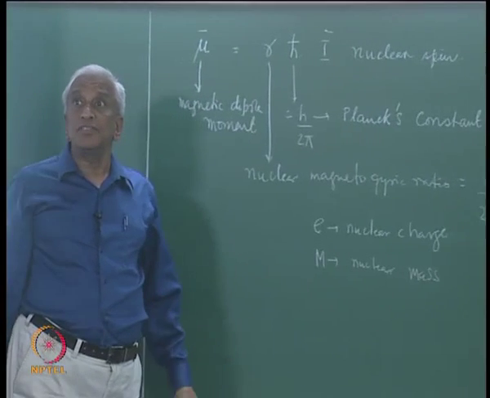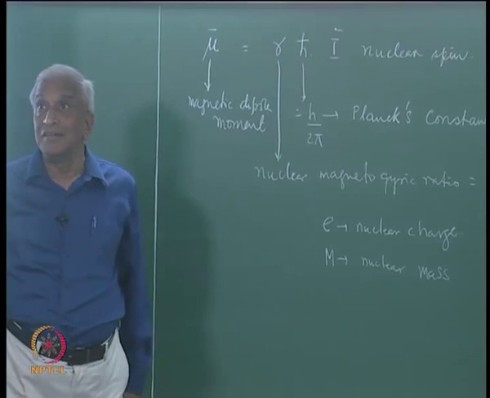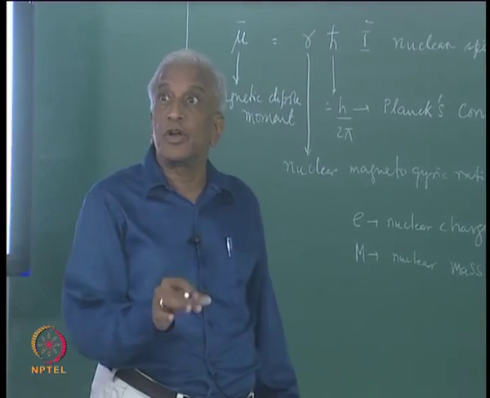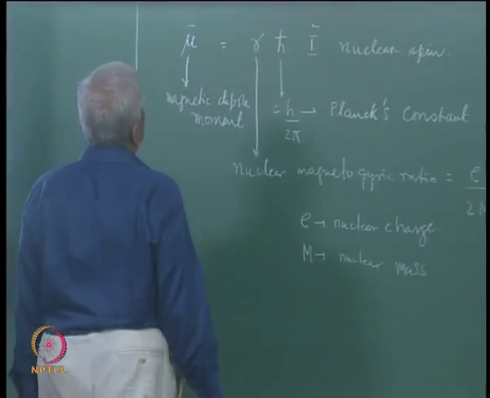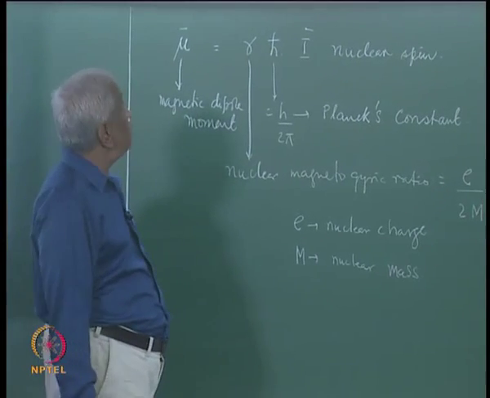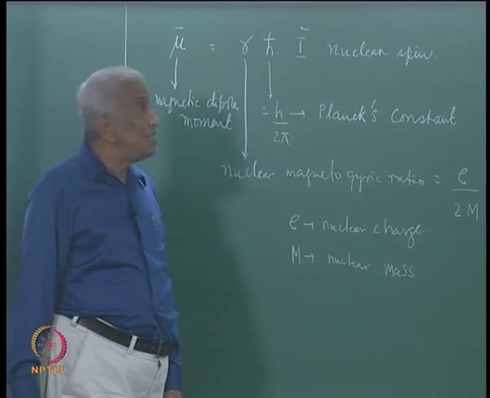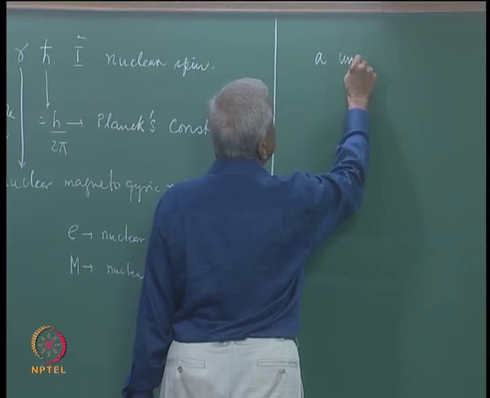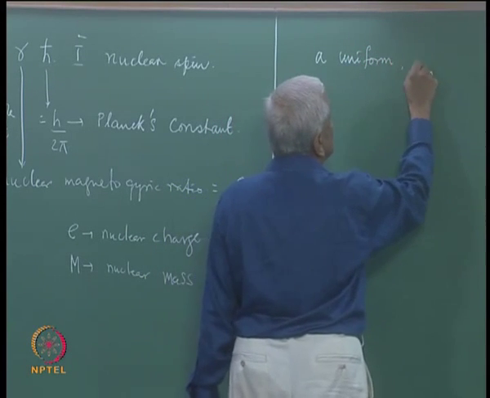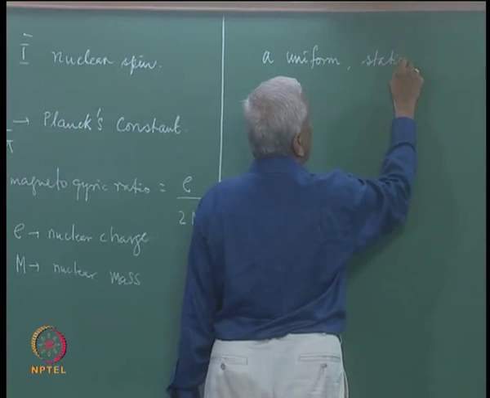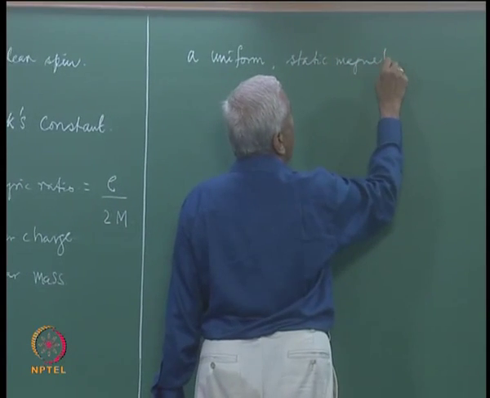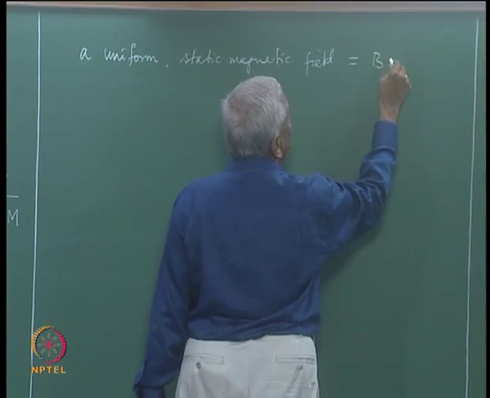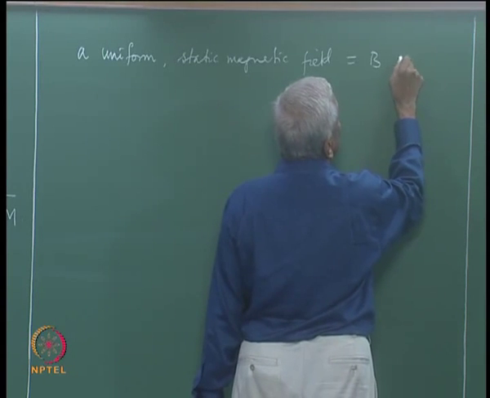So, this set of protons in water is like an assembly of magnetic dipoles, small bar magnets or compass magnets. To these small dipole magnets we apply a uniform static magnetic field of strength B, which is directed along the z axis.